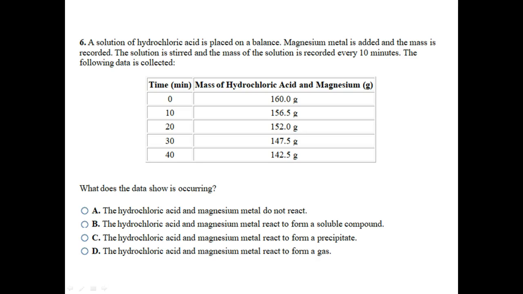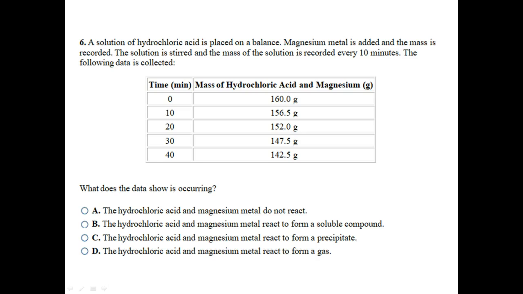At 0 minutes, at the beginning of the reaction, there is 160 grams of mass. After 10 minutes, the mass is 156.5 grams. After 20 minutes, the mass is 152 grams. After 30 minutes, the mass is 147.5 grams. And after 40 minutes, the mass is 142.5 grams. What does the data show is occurring?